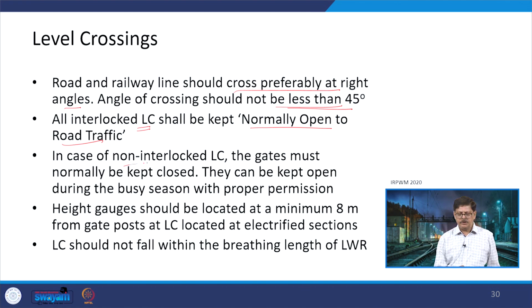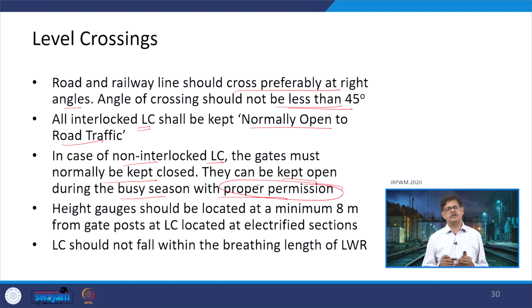In case of a non-interlocked level crossing, the gates must be kept closed. Now it is an opposite situation if interlocking is not being done. And they can be kept open during the busy seasons with the proper permission. So, in the busy season a lot of traffic is there. If you keep it closed, big queues will get created on either side of it. In those situations, permission can be taken to open it during the busy time. Then height gauges are also provided at these locations, so that the type of vehicles which are crossing here can be controlled.